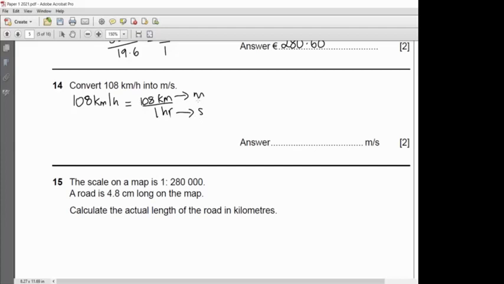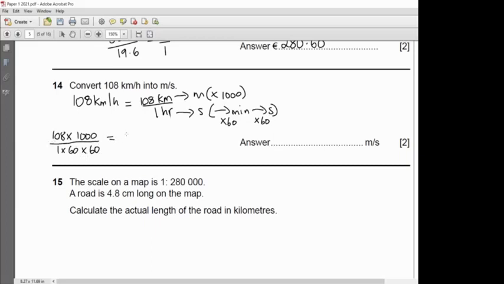So converting from kilometers to meters is very easy. This is just a matter of multiplying by 1,000. But then converting from hours to seconds, you would have to first convert to minutes. And then from minutes, you can convert to seconds. Converting from hours to minutes, you multiply by 60. And then converting from minutes to seconds, you multiply by 60. Okay, so our fraction here, 108 over 1. The numerator, I would multiply it by 1,000. That means I've converted it to meters now. And then the denominator, I would multiply it by 60. That means converting it to minutes. Then multiply by 60 again. Then it's in seconds.